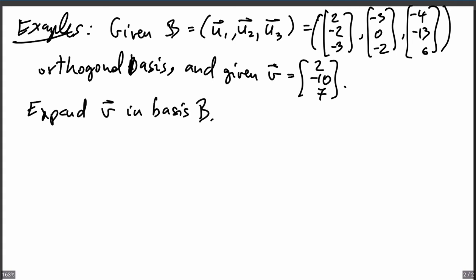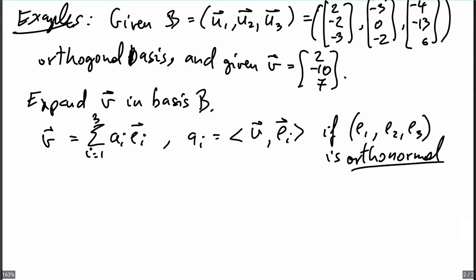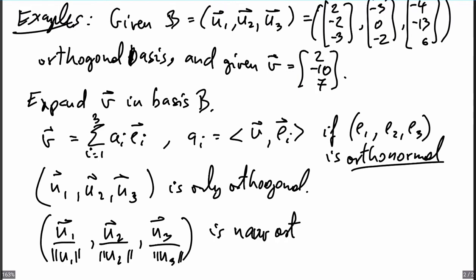Note that we have the formula from this section that says that v can be written as the sum of ai ei, i goes from 1 to 3 in this case, where ai equals the inner product of v with ei. So this is the case only if the e's are orthonormal. Right now, u1, u2, u3, the list is only orthogonal. We could normalize it simply by dividing each vector by its length. So this is now orthonormal.